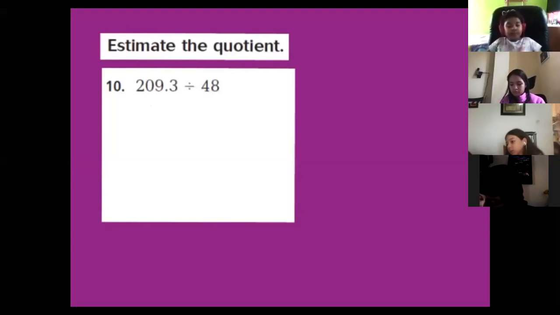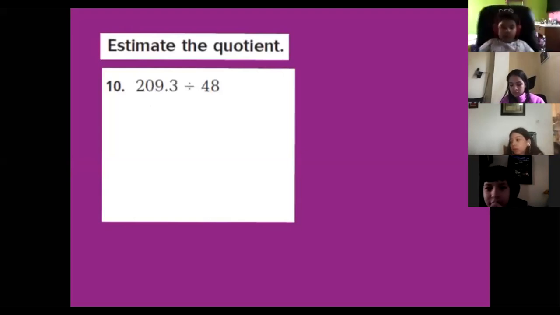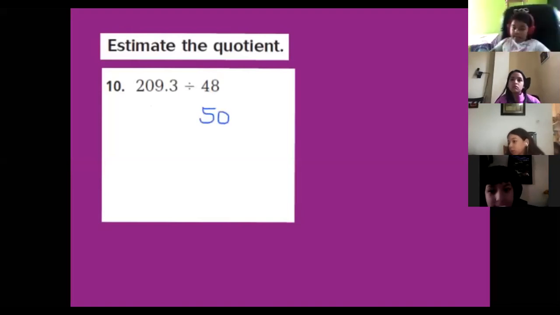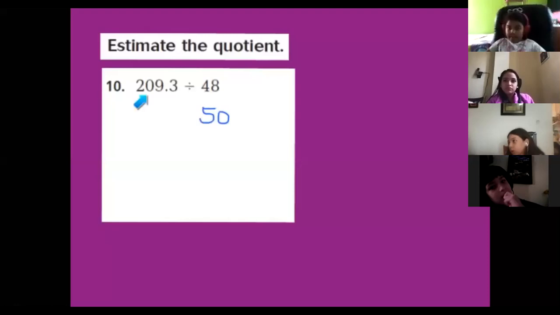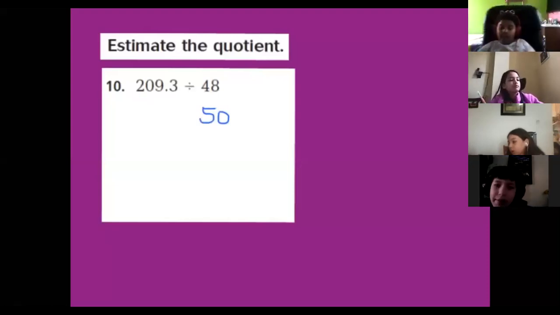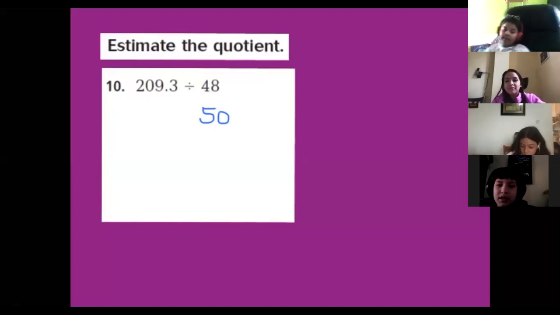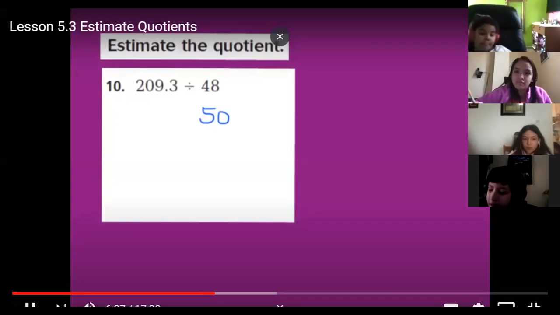What I know is, there's a whole number close to 48 that's a really easy number to work with mentally. So I'm going to turn that 48 into the whole number 50. Now, let's look at our dividend. Our dividend is 209 3/10. So what I'm going to do next is list out some multiples of 50 so that I can find a number close to 209 3/10 that is compatible with the number 50.